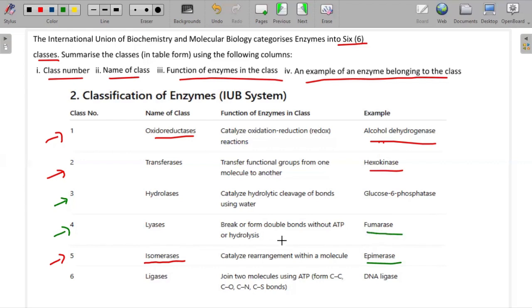So the whole thing here, or the whole concept here, is just about you actually memorizing. So you need to memorize this.